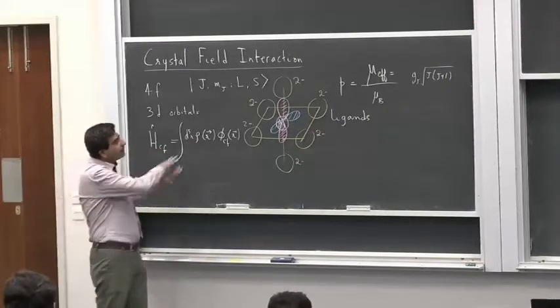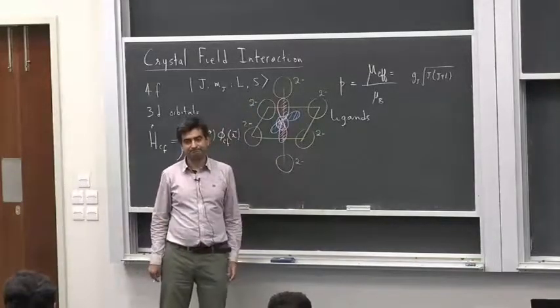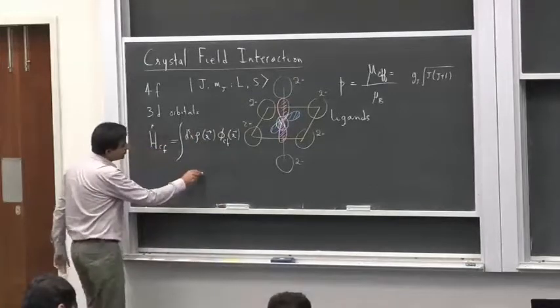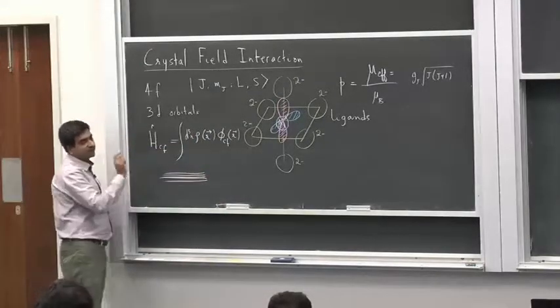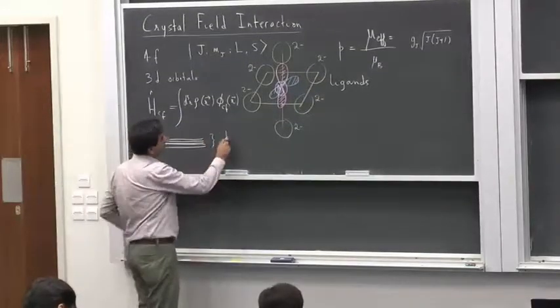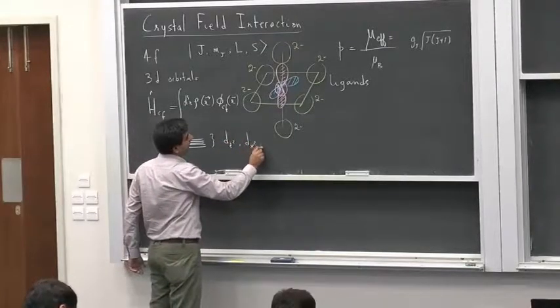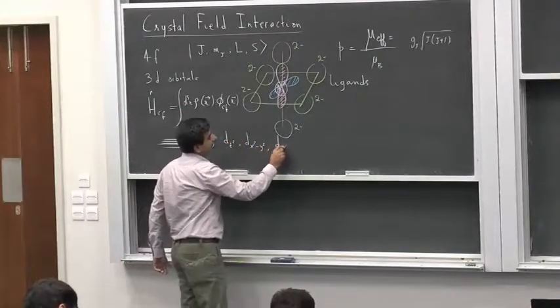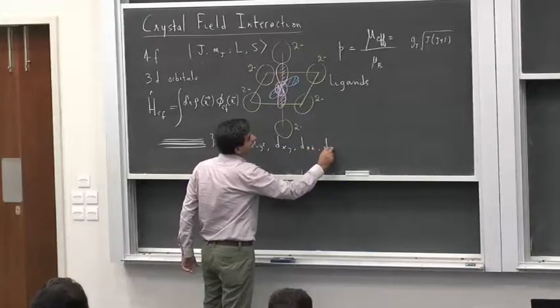Now all the d orbitals in a free ion are at the same energy. So there are 5 kinds of d orbitals. We all know that. All of them have the same energy. They are degenerate. Those d orbitals are labeled as dz squared, dx squared minus y squared, dxy, dxz, and dyz.